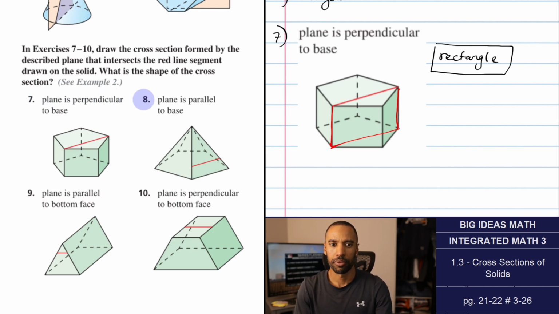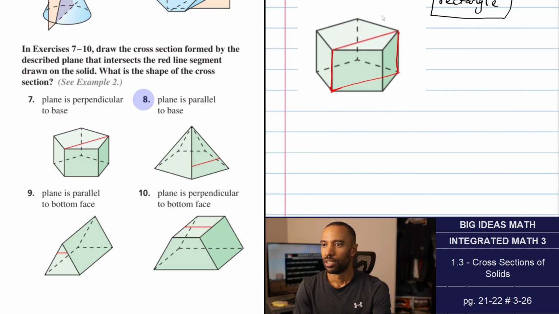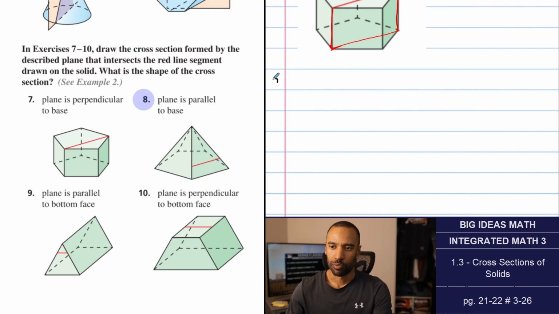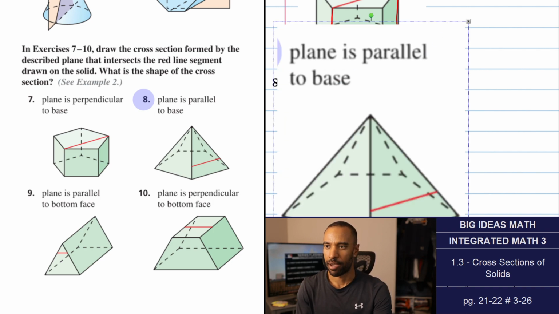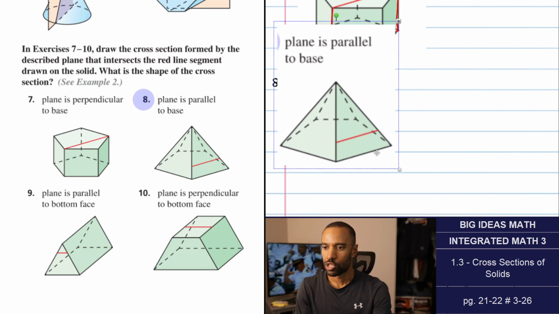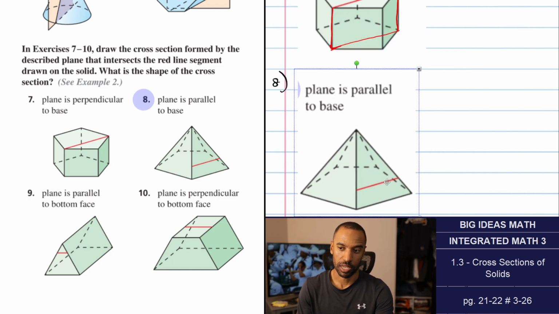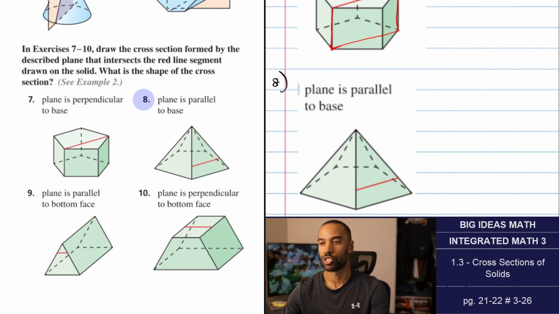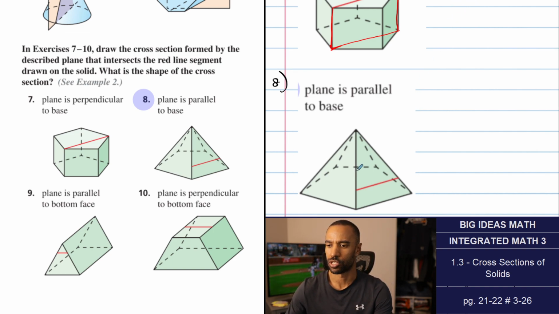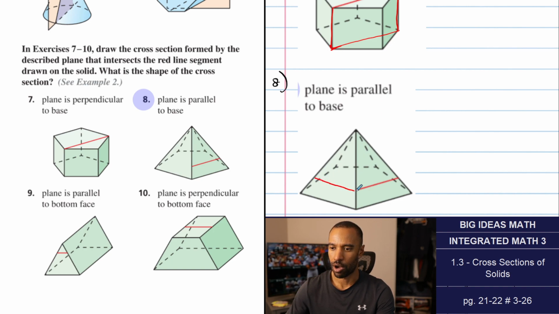Number 8, plane parallel to base. I have to copy and paste all these. They give you the red line, and we'll continue that path as we stay parallel to the base with said plane. So if it's parallel to the base, it is going to make the same shape as the base. Not congruent to it, but indeed similar to it in this case. So what is this, a pentagon? Yep. So my exit here will also be a pentagon.